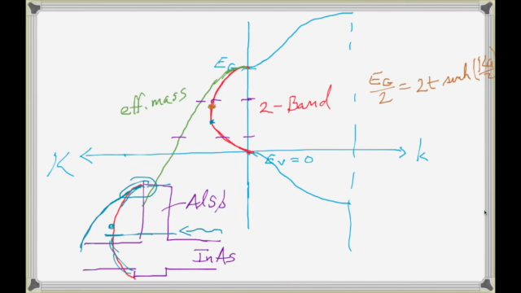And then we went on to do the 2-band tight binding, where we put one pz orbital on the anion, one s orbital on the cation.